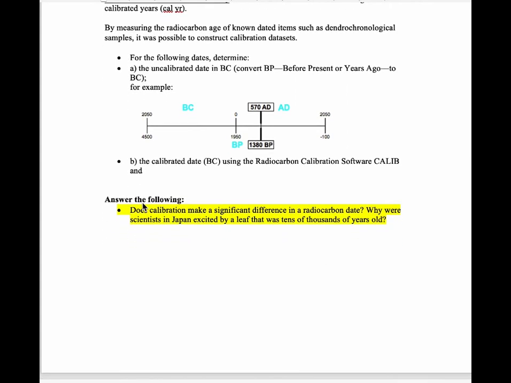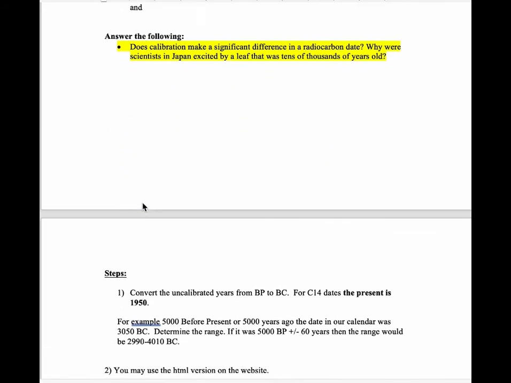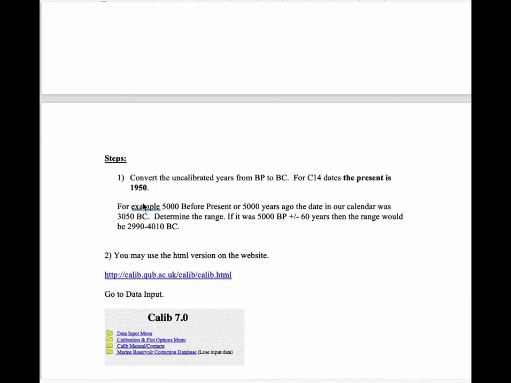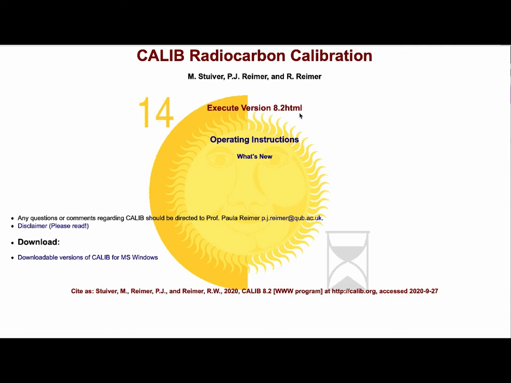But all that is doing is not actually calibrating. All you're doing is converting BP to BC. So let's take an example. You're going to use this software called Calib. It's free software that's online. I'm going to show you how to use it in just a second. You guys are going to be calibrating 2 dates. Let me show you how to do this.